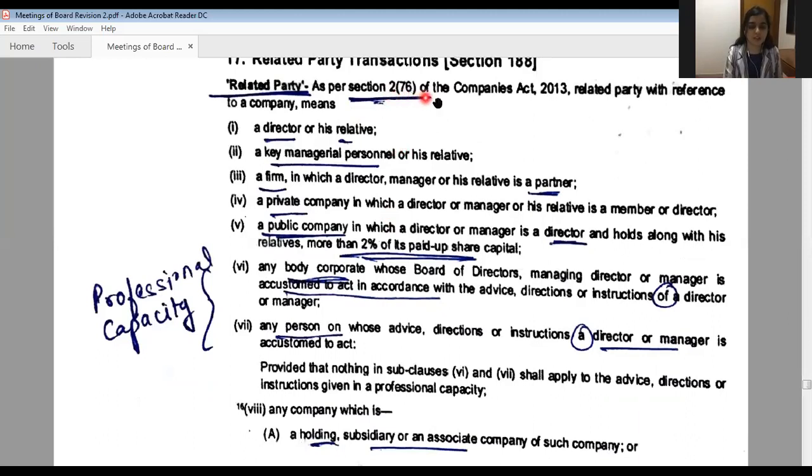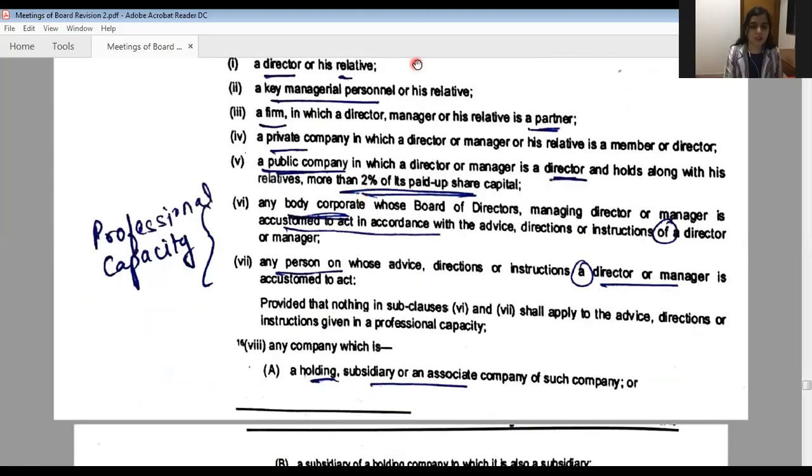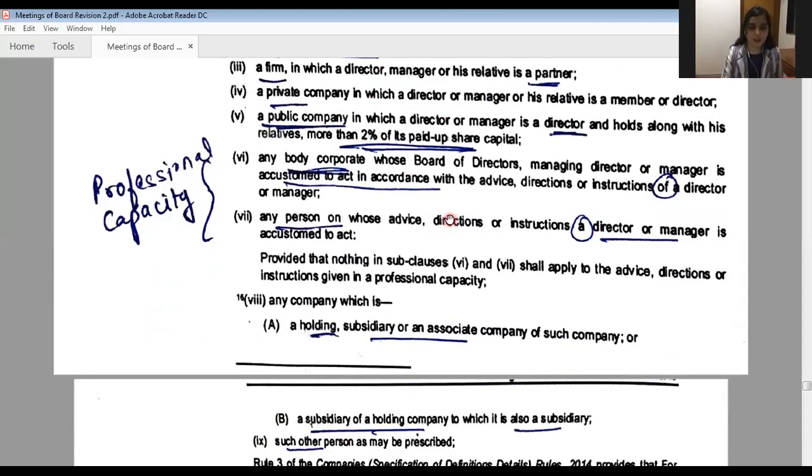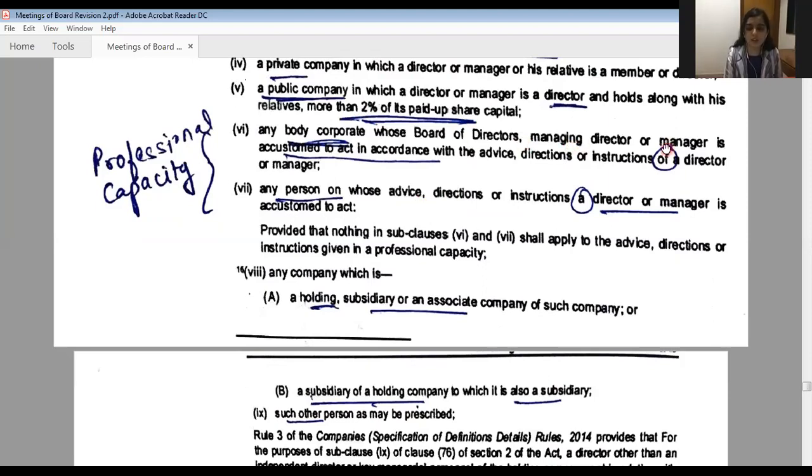As per section 2 subsection 76 of the Companies Act 2013, related parties are a director or his relative, a key managerial personnel or his relative, a firm in which a director, manager or his relative is a partner, a private company in which a director or manager or his relative is a member or director, a public company in which a director or manager is a director and holds, along with his relatives, more than 2% of paid up share capital. Then next is any body corporate whose board of directors, managing director or manager is accustomed to act in accordance with the advice, direction or instruction of a director or manager, or any person on whose advice, direction or instruction a director or manager is accustomed to act.